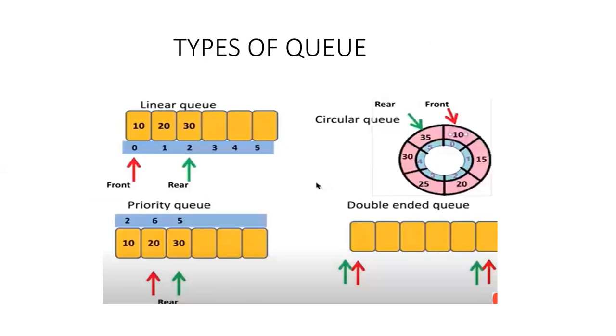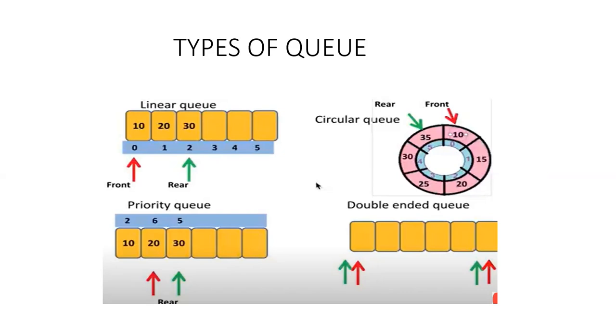These are the types of queue. First, the linear queue. A linear queue is a simple queue where we insert the data one after the other, inserting the data at the rear position and deleting the data at the front position. Next comes the priority queue. In a priority queue, we insert the data one after the other and set a priority value for each data. The data having the highest priority will be deleted first.